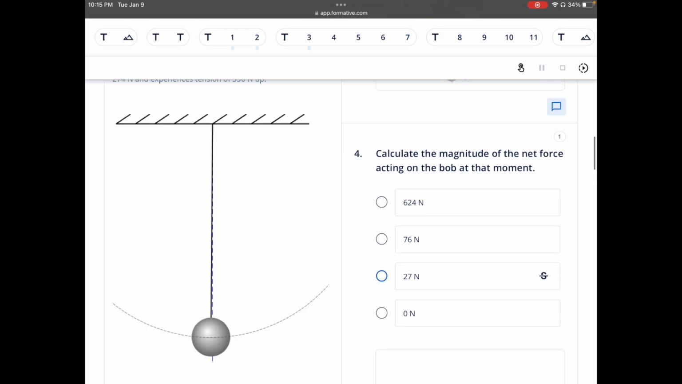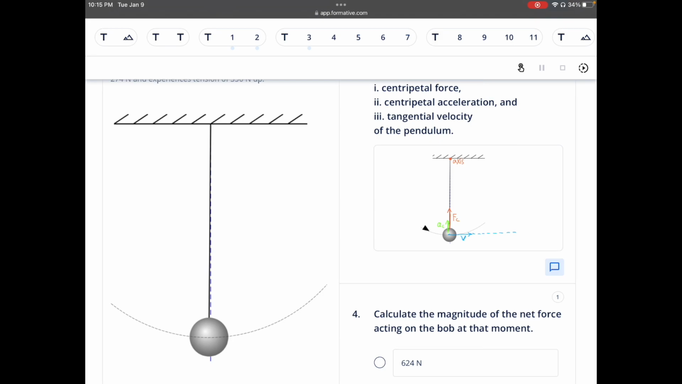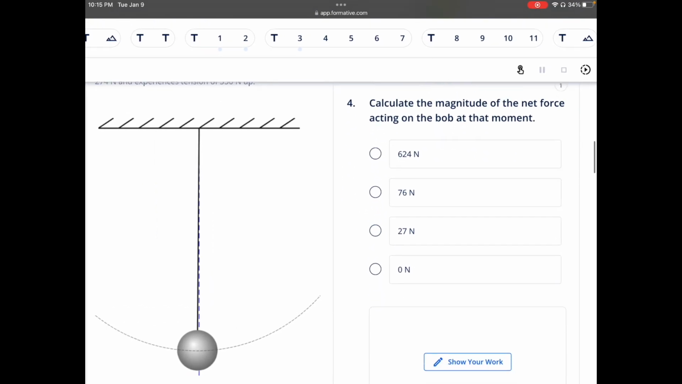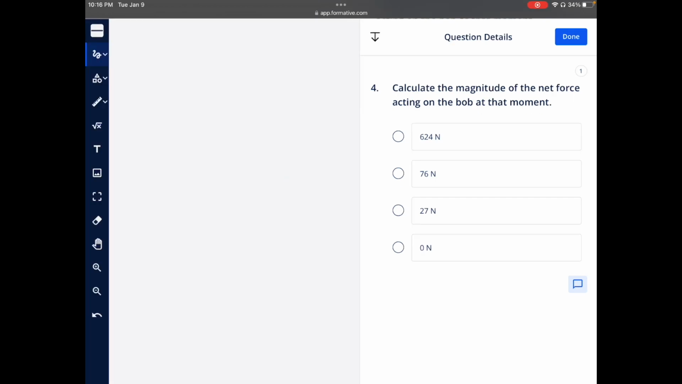Even though this is a circular motion picture, this is not a circular motion question for problem number 4. This is a way back in Unit 1 question. In this problem, the sphere has a weight of 274 newtons and experiences a tension of 350 newtons up. Someone was asking me, is there an equation for net force? There's not an equation for net force on your equation sheet, but rather this idea that net force is how much cancels out. So if there's a force up and a force down, they work against each other. Remember, in this case, the sphere had a force of tension pulling up and gravity pulling down.